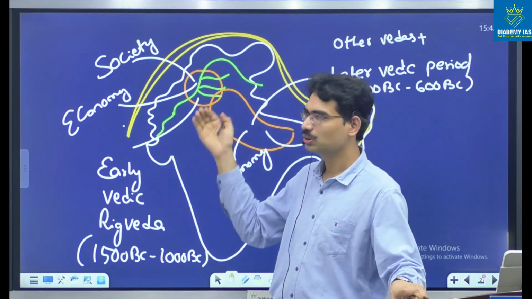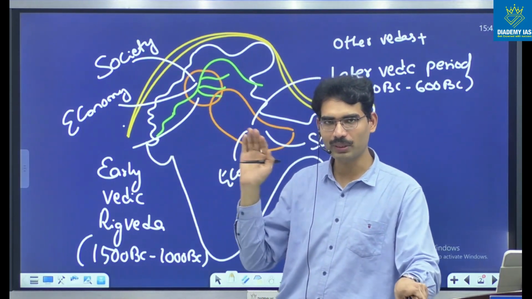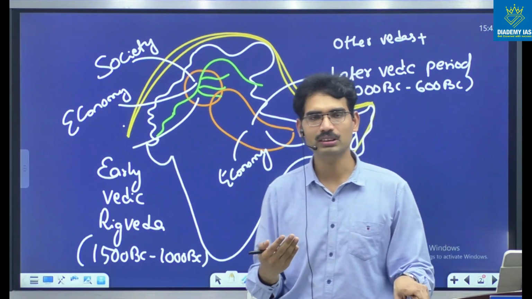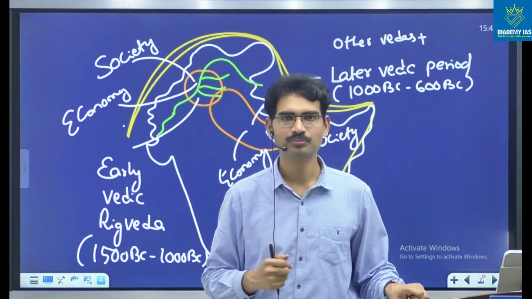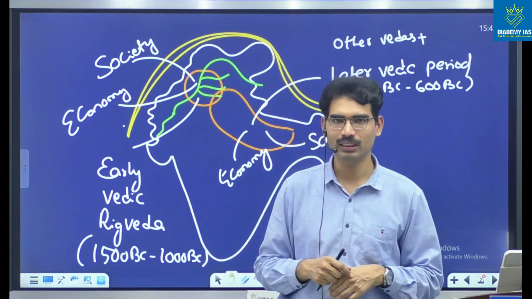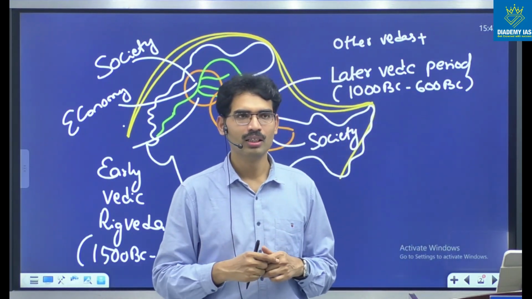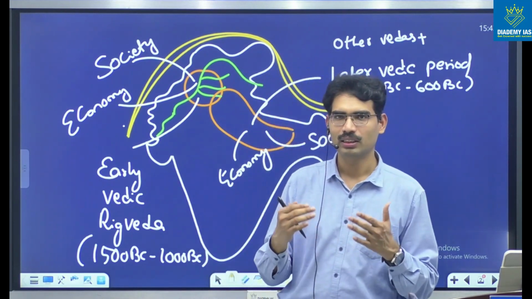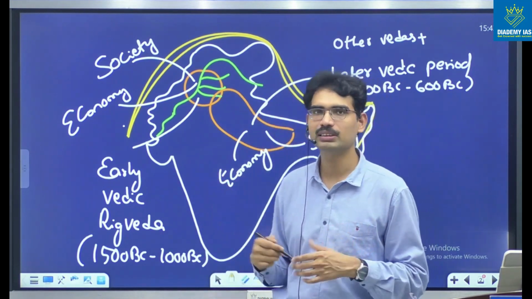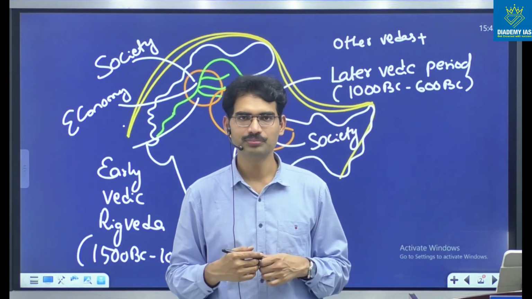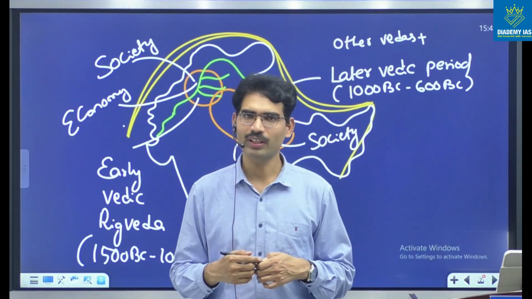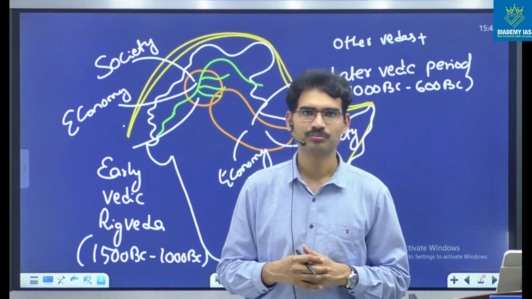That is society. When it comes to economy at this period, the main economy was depending on the cow. That means pastoral, animal rearing, cattle. When it comes to agriculture, the basic crop at this point of time is yava, barley. And trading activities are very limited in nature.